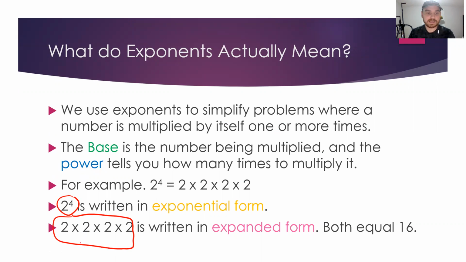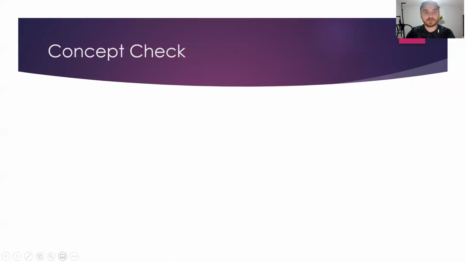Mathematicians are notoriously lazy. This comes back over and over again. If we can shorten something, we will. And that's one of the ways that we manage to shorten exponents.